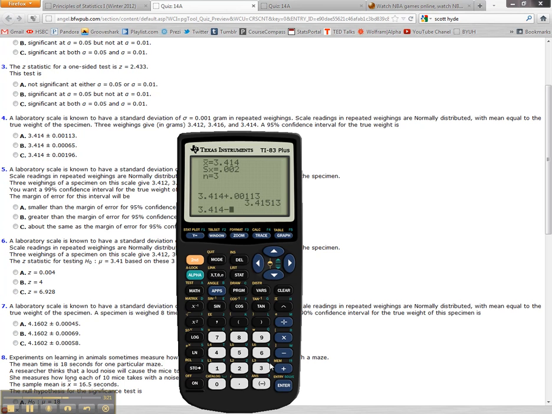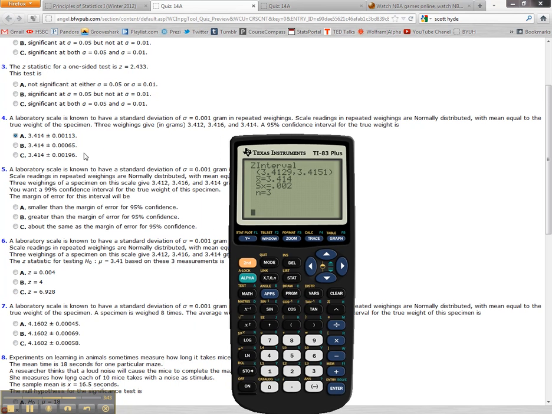And then the second part, let's see, 3.414 minus 0.0013 is 3.4127. So if we go back and take a look at this again, just to check, 3.4129. That's pretty much identical to letter A. So your answer here is letter A. Luckily it was letter A. You don't have to go and check the other 2.